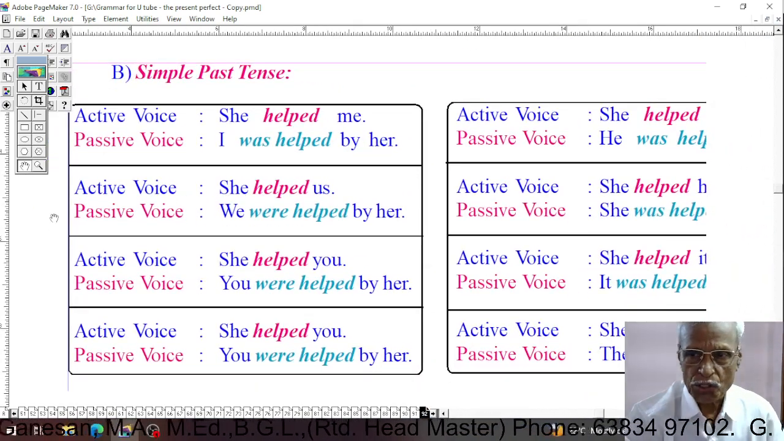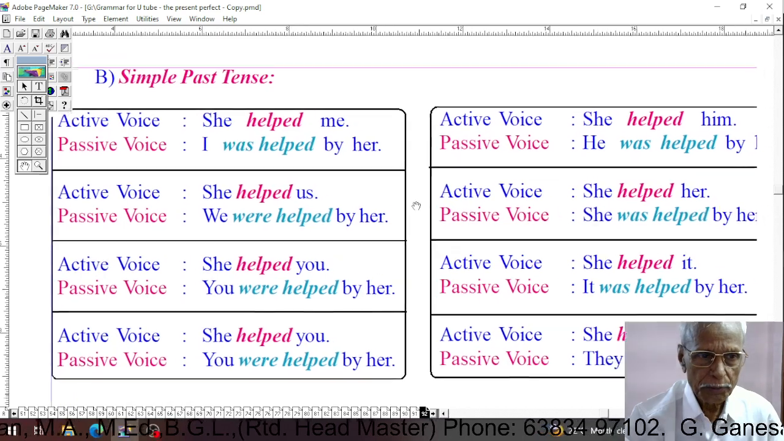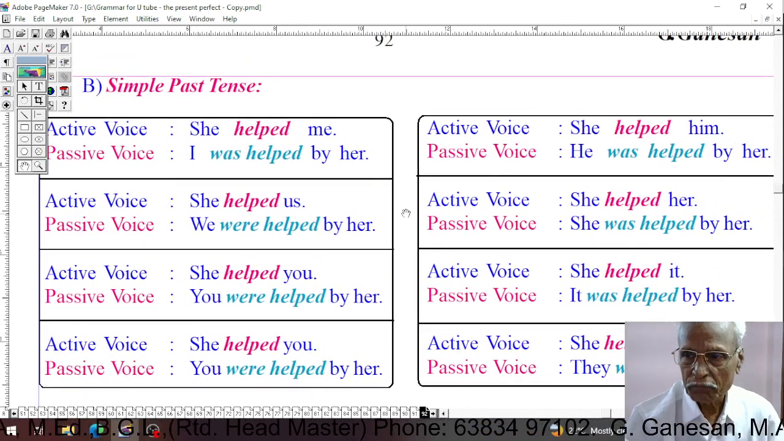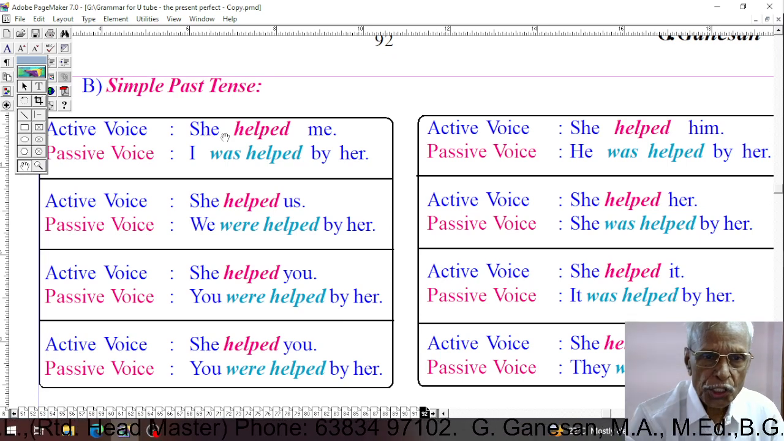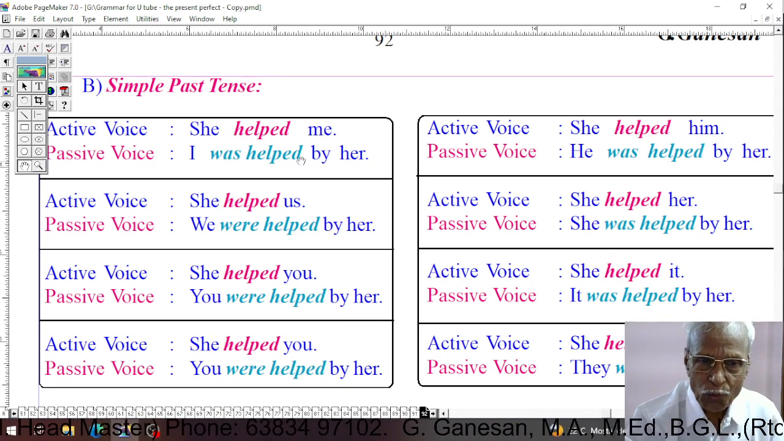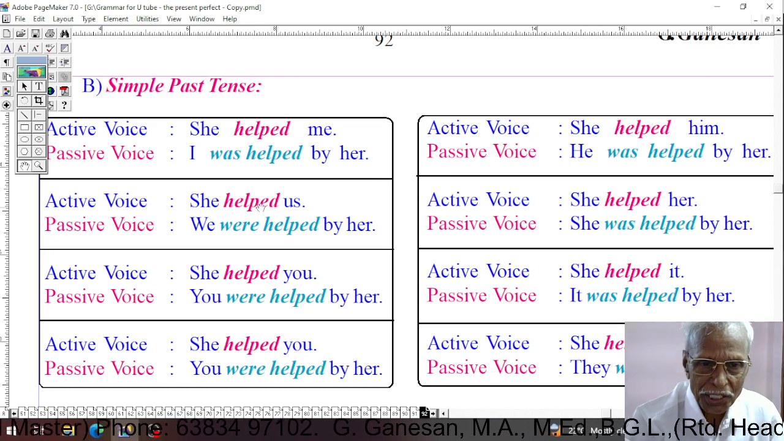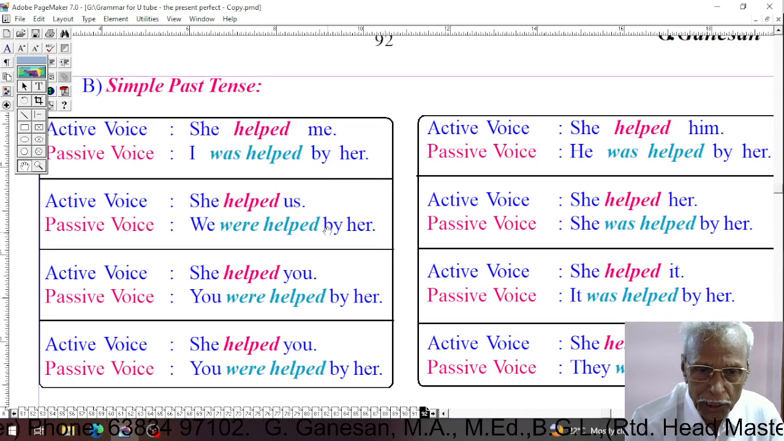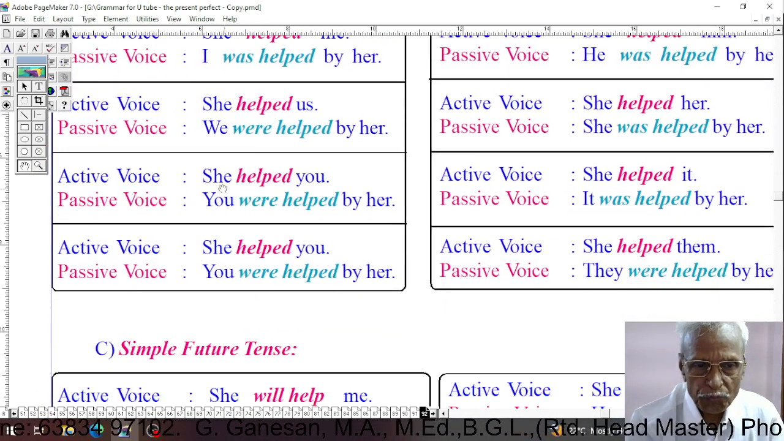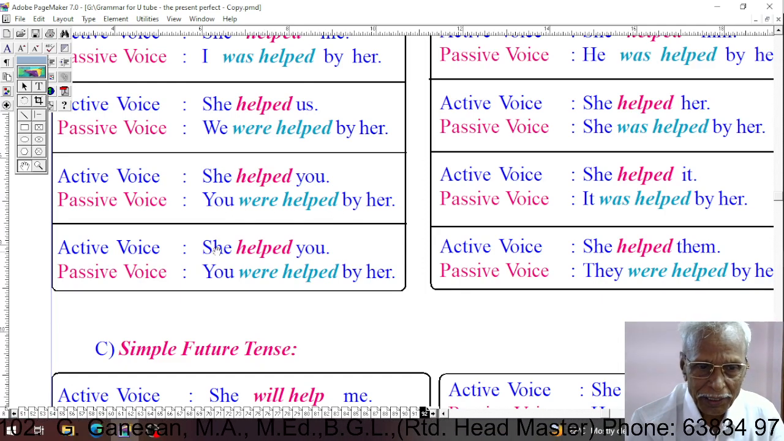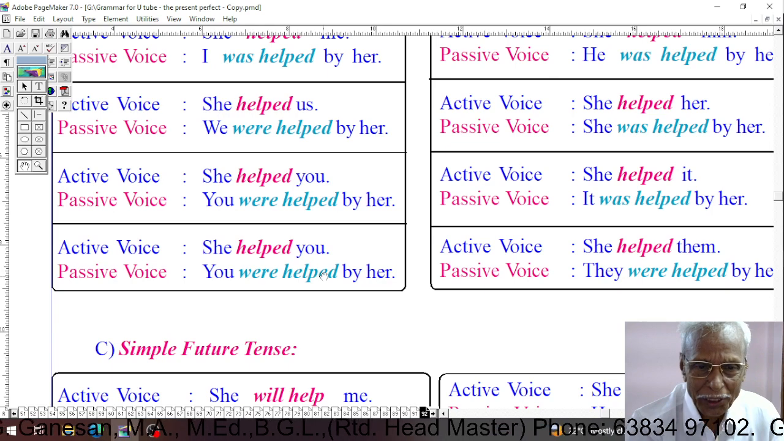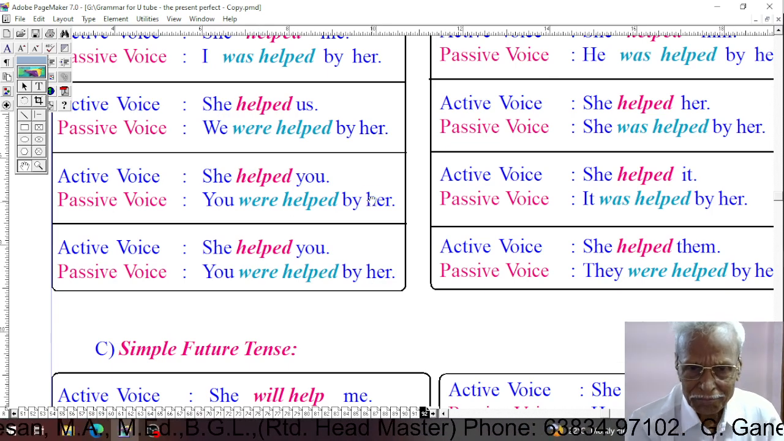Then simple past. She helped me. I was helped by her. She helped us. We were helped by her. She helped you. You were helped by her. Singular and plural, the form is the same.